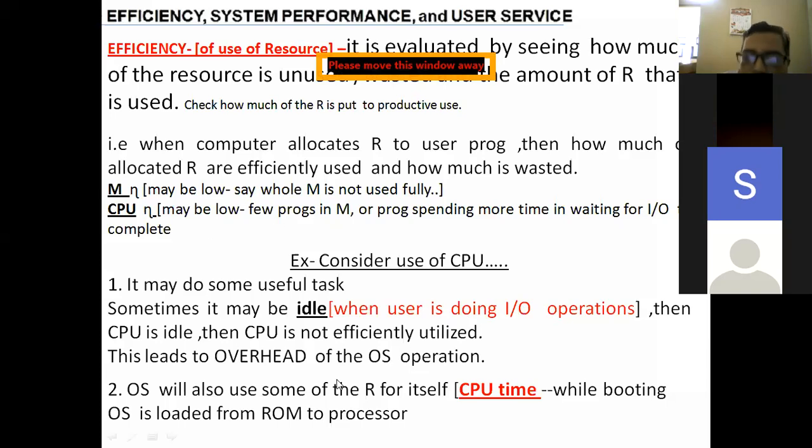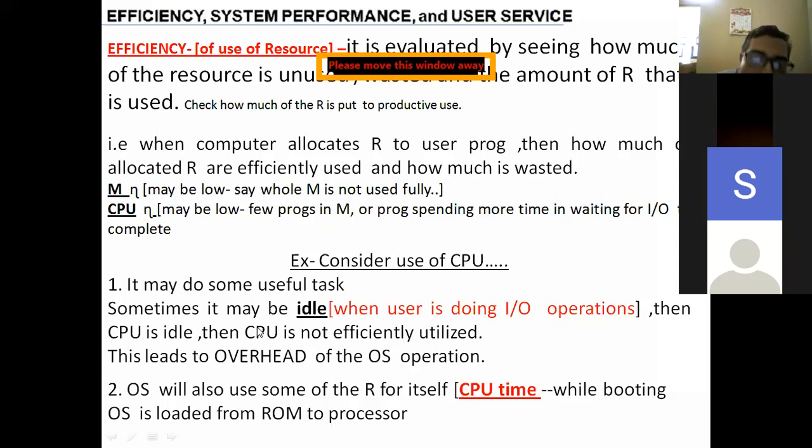Why? Because now the process is busy doing input and output operations. So in this case, I can say that the CPU is not being efficiently utilized. Why? Because the CPU is one of the main resources, and our aim is to keep this main resource, the so-called CPU, busy all the time. So this leads to overhead of the OS operation. Why? Because here I am unable to keep the CPU very busy.